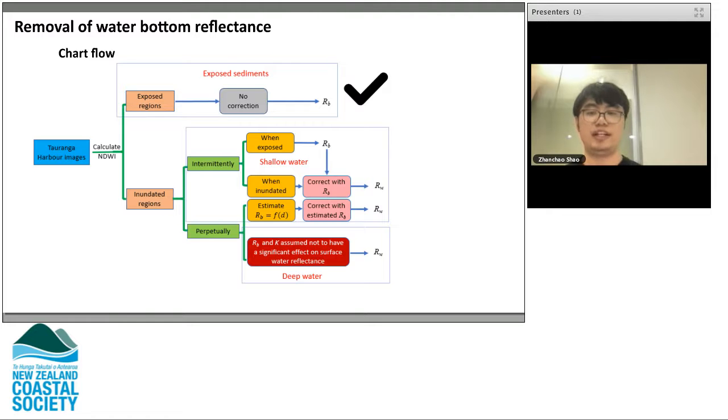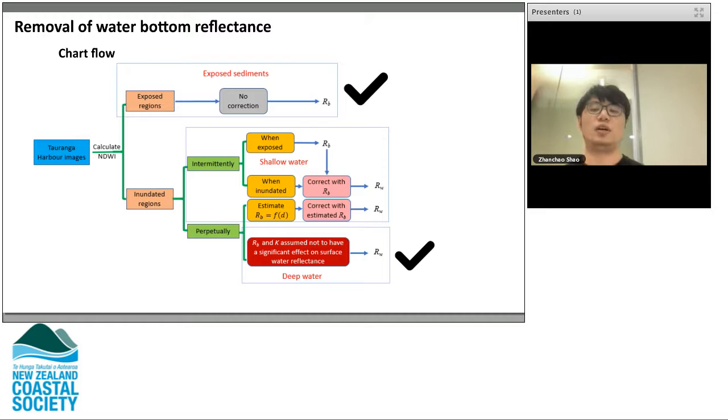According to our assumption, the water bottom and the diffuse attenuation coefficient are assumed not to have a significant effect on water surface reflectance, so we do not have to remove them as well. So in our study, what we have to focus on is intermittently inundated regions and perpetually shallow waters. For the intermittently inundated regions, sometimes they get exposed, sometimes they're not, because of the different heights.